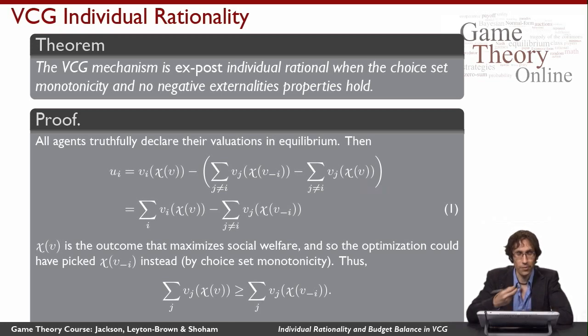Because I've assumed that everybody reports truthfully, I don't have any v hats anywhere, so I can collect terms. And in particular, I can roll this into one of the sums. So I here get a sum over all of the agents minus a sum over all of the agents except for i.